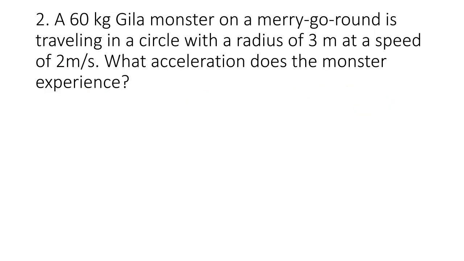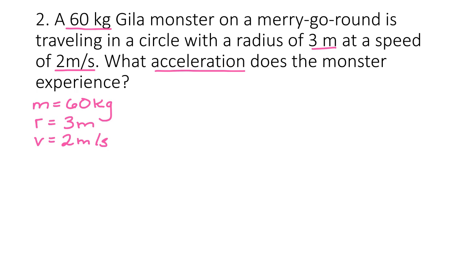Number 2. A 60-kilogram Gila monster on a merry-go-round is traveling in a circle with a radius of 3 meters at a speed of 2 meters per second. What acceleration does the monster experience? So here again we have a mass of 60 kilograms. We have a radius of our circle of 3 meters and a velocity of 2 meters per second.